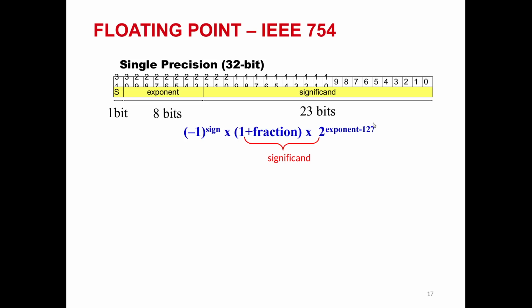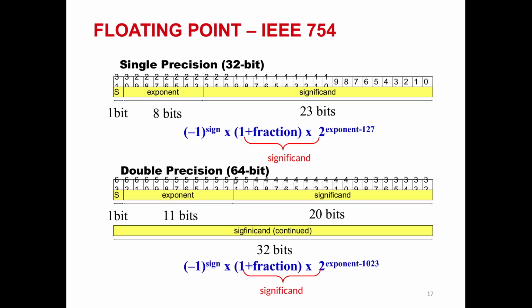And for the double precision, we have the same thing, except that it uses totally 64 bits with 1 bit for the sign, 11 bits for exponent, and 52 bits for the fraction or the significand. And how you calculate it will be shown here.